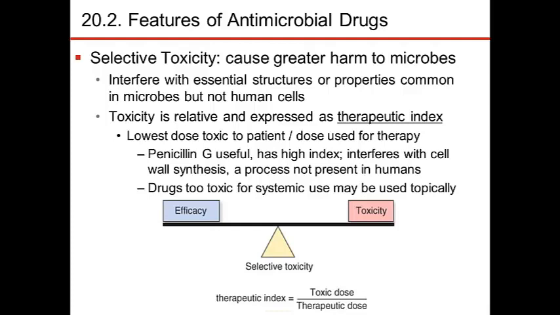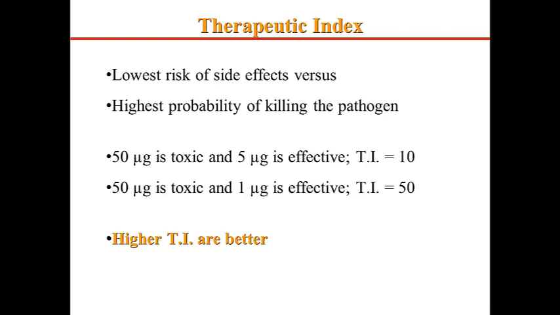The selectivity and toxicity are measured by the chemotherapeutic index, also known as the therapeutic index. The therapeutic index, or TI, is the ratio of the dose of the drug that is toxic to humans as compared to its minimum effective dose on the pathogen. A high therapeutic index number is desirable. The toxic dose of a drug, again, is the concentration causing harm to the host. The therapeutic dose is the concentration eliminating pathogens in the host.